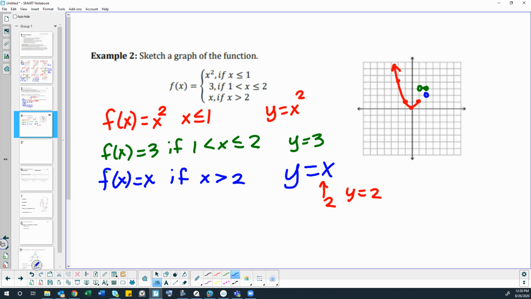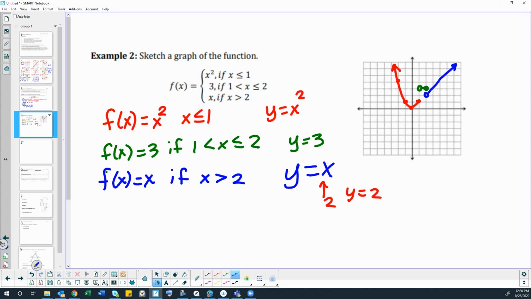At 2, 2. Is it included? No. So what do we draw there? Open circle. What does the rest of the graph look like greater than 2 at that point? It's just that diagonal line going this way.